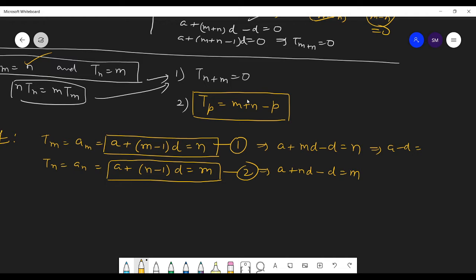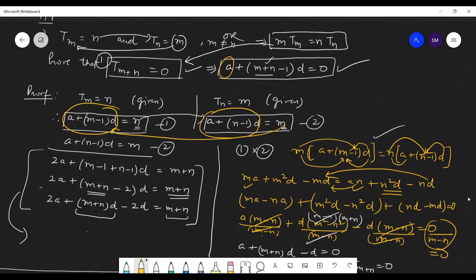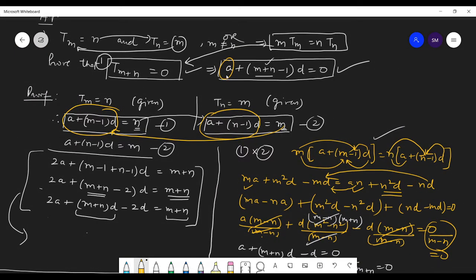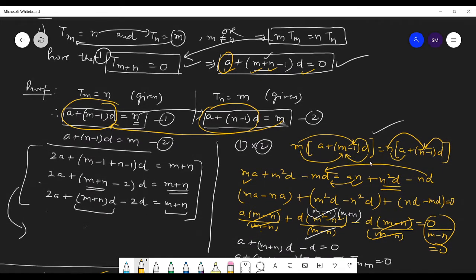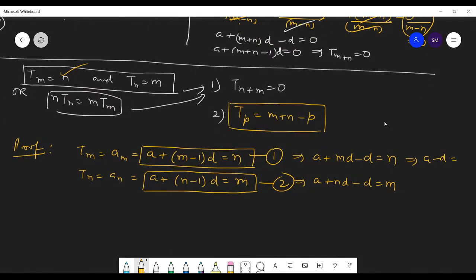See, the point here is, what is the difference between the earlier question and this question, students? In the earlier question, I needed all the four variables a, m, n and d. So that is why I have not eliminated any variable. But here in this question, you don't need d and a. So a and d are not needed.